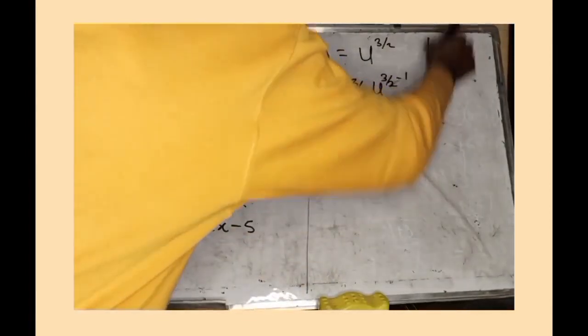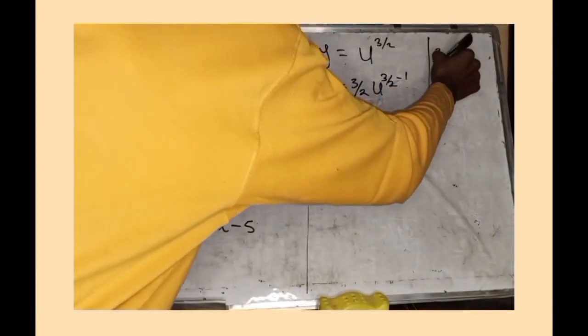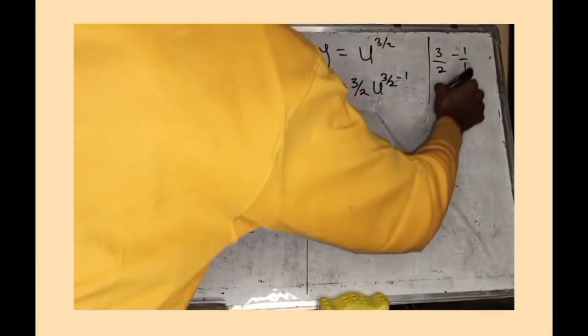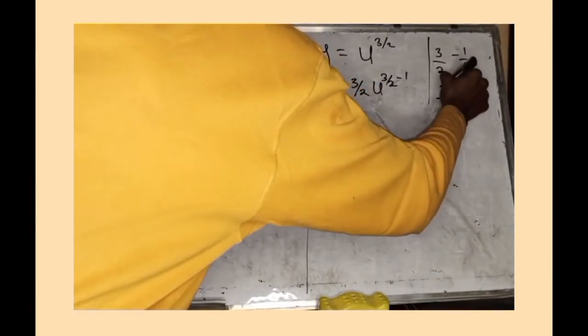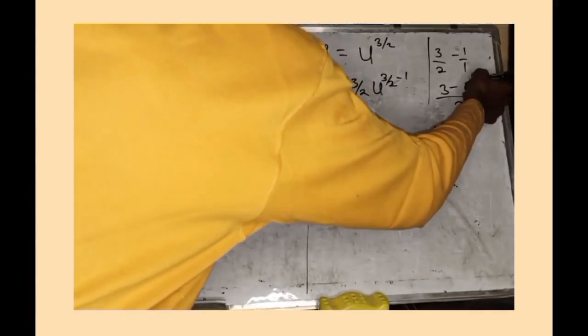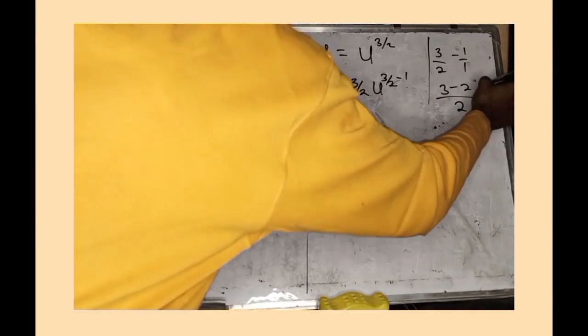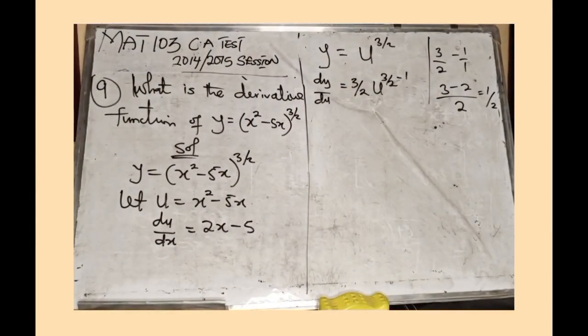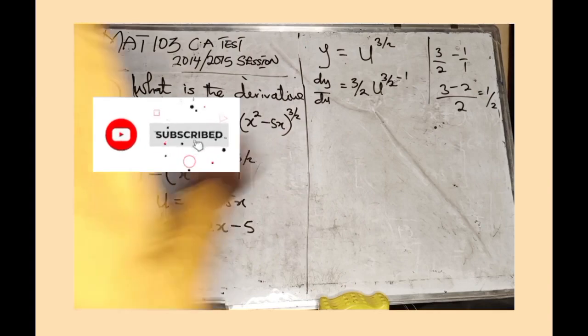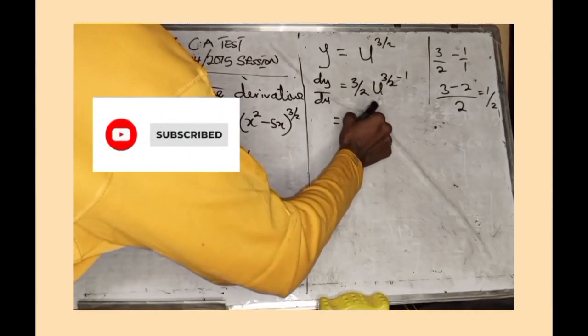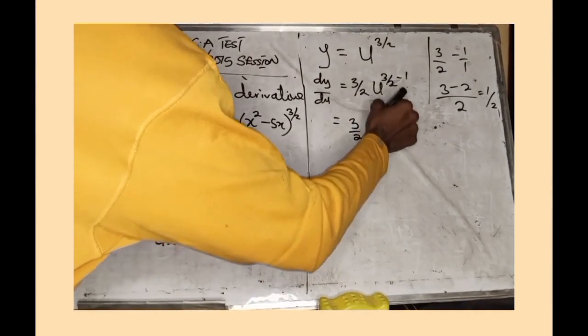Now let me work this one separately. I have 3 over 2 minus 1 over 1 here. This is 2, this is 3. What I have next now, this is 2. Finally, I have it as 1 divided by 2. So now I have this to be 3 over 2 u to the power of 1 over 2.